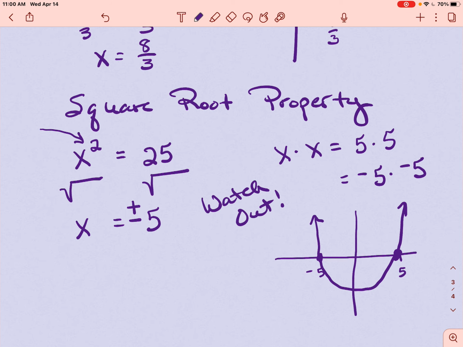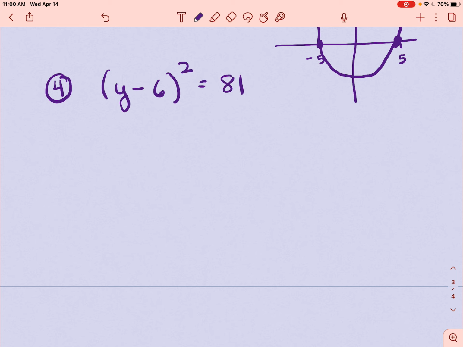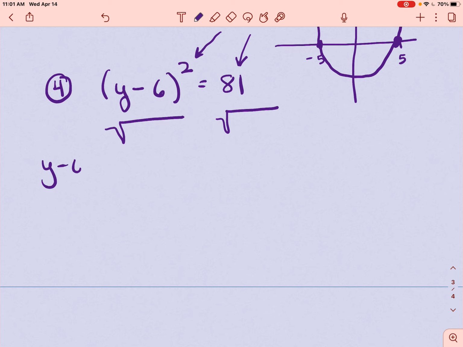And so let's look at an example. This is example 4 for today. We have y minus 6 squared equals 81. This thing is squared. And so actually, I can square root both sides, and because 81 is a perfect square, this is a smart way to do this. So I'm going to square root this whole thing, and I'm going to square root this thing. And the square root of y minus 6 squared, since it's y minus 6 times y minus 6, is just y minus 6, okay?